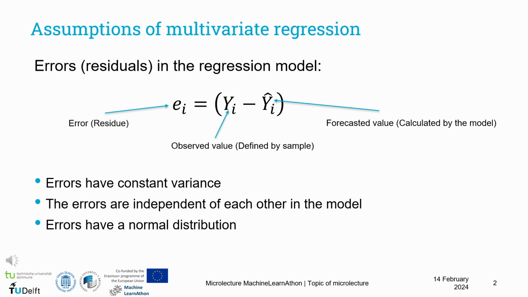In multivariate regression, residuals, defined as the difference between observed and predicted values, play a crucial role in assessing model validity. For the model to produce reliable results, these residuals must satisfy several key assumptions. They should exhibit constant variance, remain independent of each other, and follow a normal distribution.